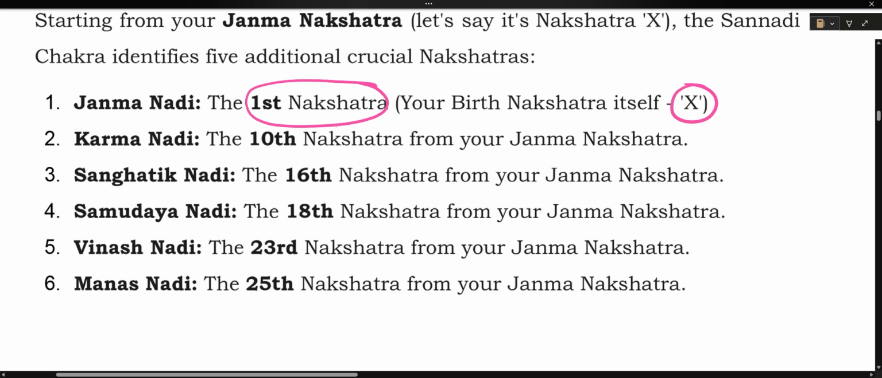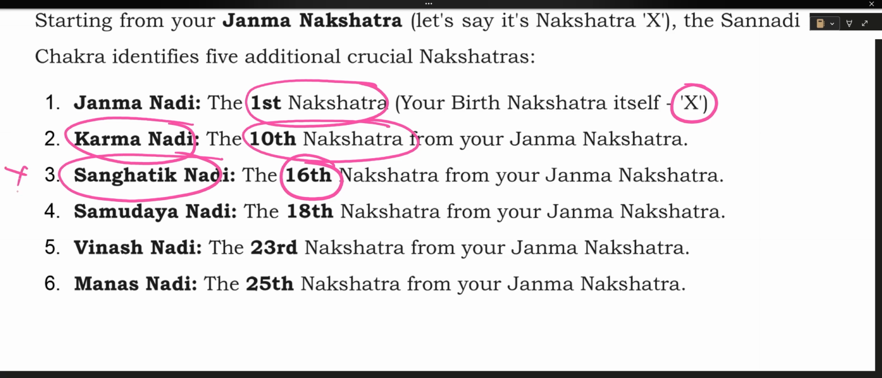And if we find out the 10th Nakshatra from the Janma Nakshatra, then that is called the Karma Nari. That Nakshatra will definitely influence your karma. Okay, we will see later on in detail. The 16th one will be the Sankhatik Nari. This is not a good one. Karma Nari is the good one. Okay, the 18th one will be the Samuday Nari. This is also good. The Vinas Nari means destruction or loss. Okay, this will be the 23rd Nakshatra from the Janma Nakshatra if we count.